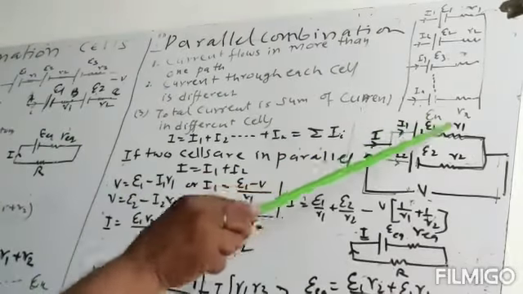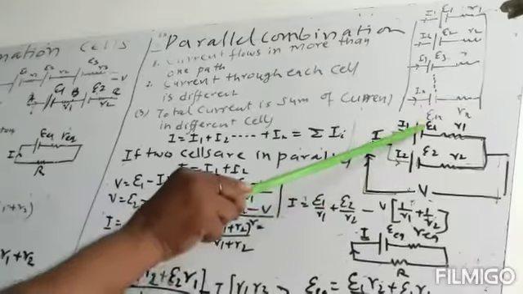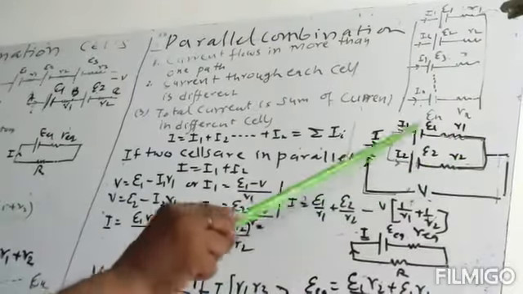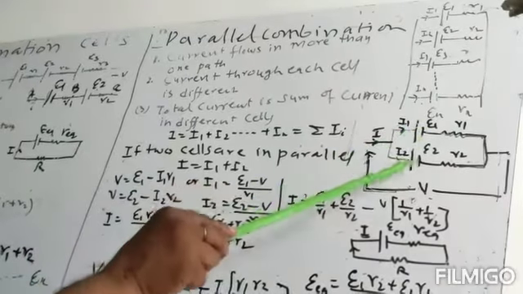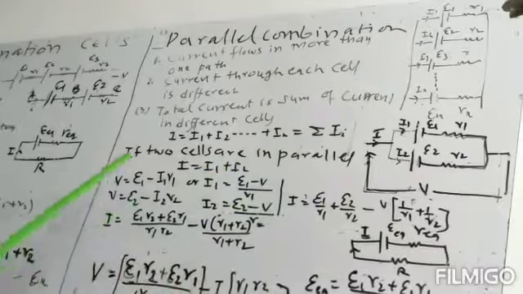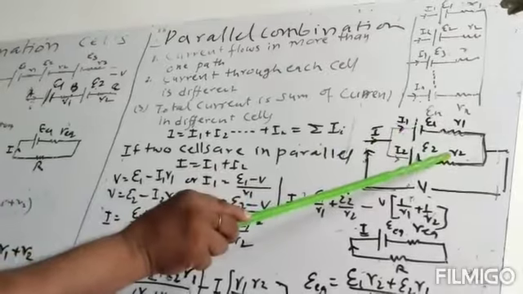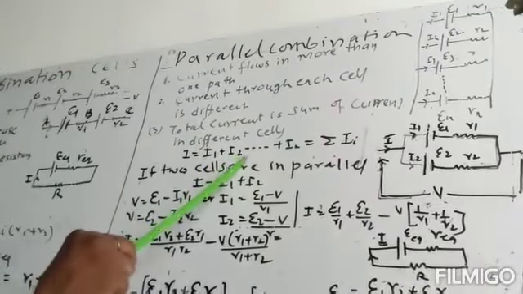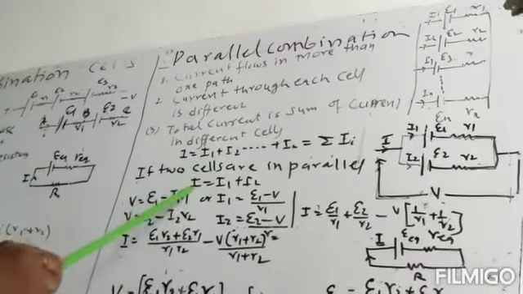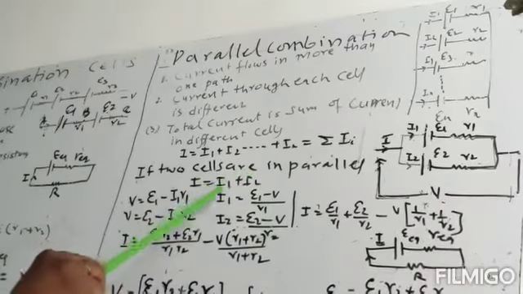One cell E1 and another E2, with internal resistances R1 and R2, are connected in parallel. Positive is connected to positive, and negative to negative. If the voltage between these two points is V and I is the current flowing, then current I1 will flow from this cell and I2 from that cell. So the total current will be the sum of the currents in the cells: I equals I1 plus I2. Then we will find the values of I1 and I2.